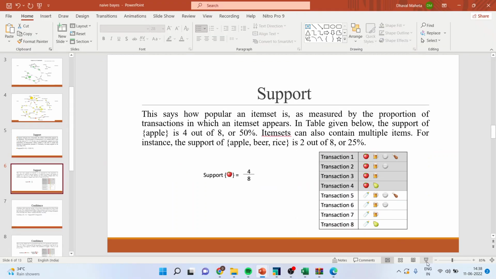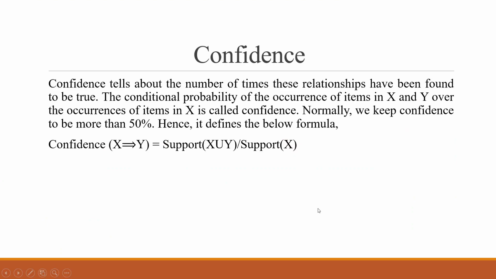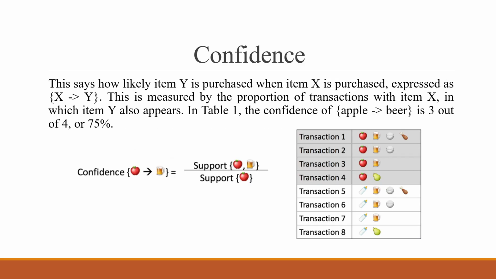Next is confidence. Confidence tells about the number of times these relationships have been found to be true. The conditional probability of the occurrence of items in X and Y over the occurrence of items in X is called the confidence. Don't worry, when we go to the next slide, things will get crystal clear. Normally, we keep confidence to be more than 50%. Hence, the formula is confidence of X to Y is support of X with Y divided by support of X. Let us see the next slide.